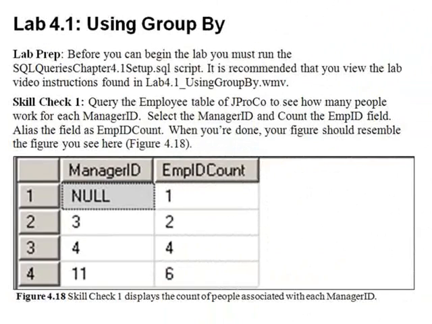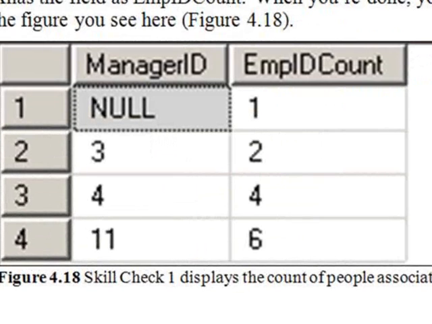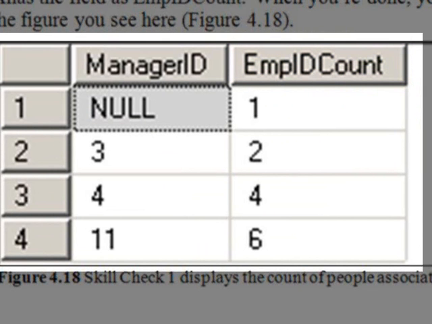Time for Lab 4.1, Skill Check 1. Query the employee table of JProCo to see how many people work for each manager ID. Select the manager ID and count the employee ID fields. Alias the expression field as empID count. When you're done, your result should resemble the figure you see here.